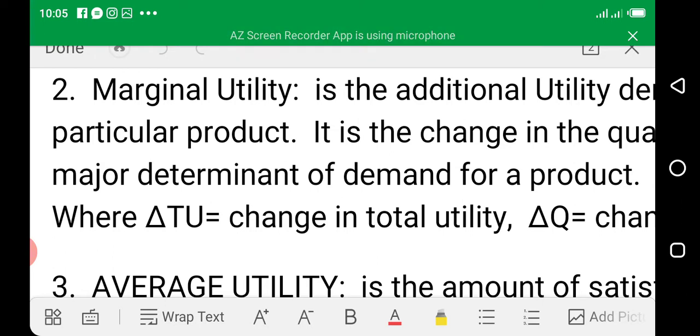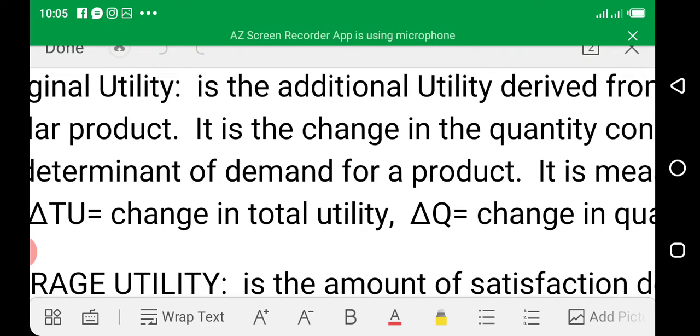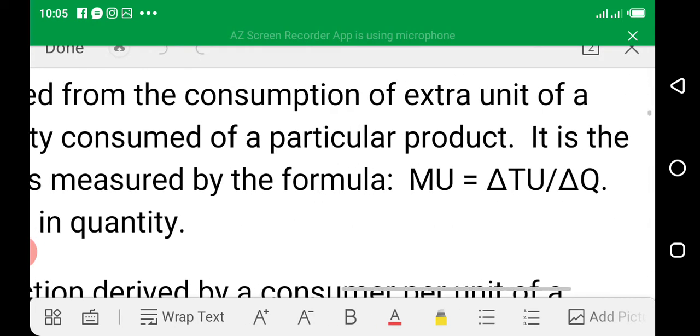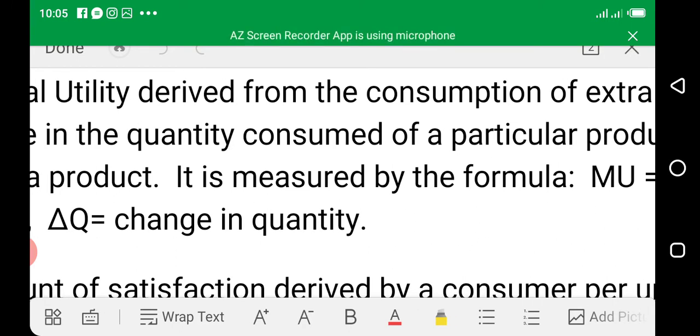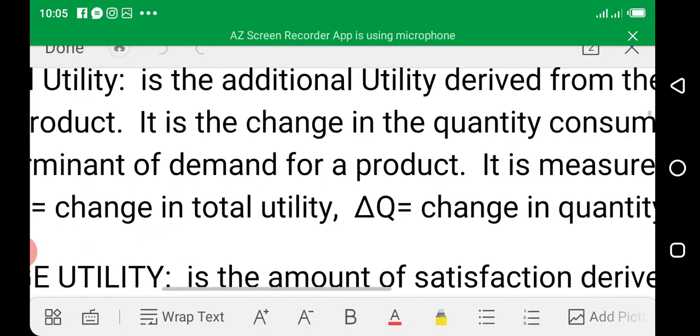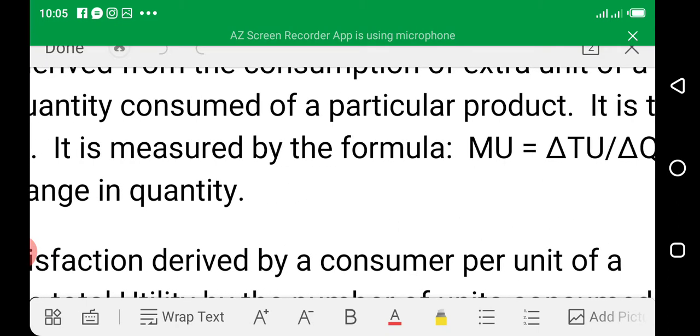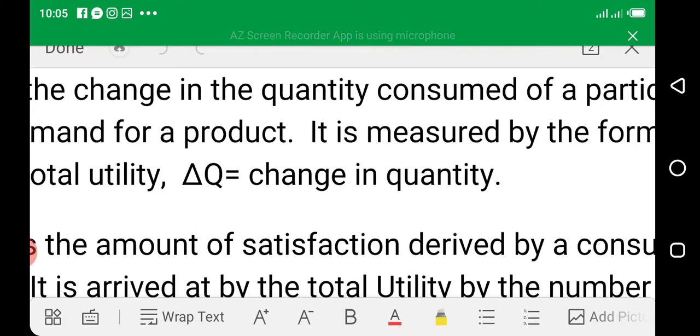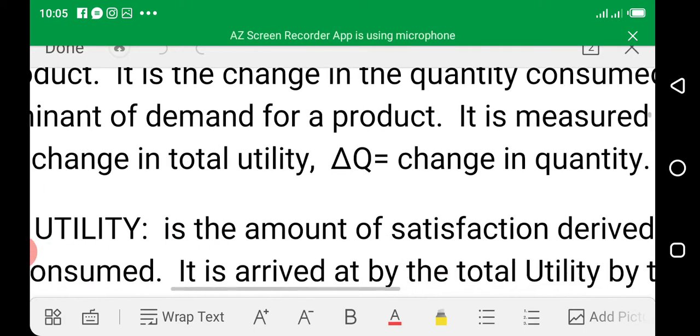Then marginal utility is the additional utility. The word marginal has to do with extra or additional. So it is the additional utility derived from the consumption of extra units of a product. It is the change in the quantity consumed of a particular product. It is the major determinant of demand for a product, as I've said earlier, which is going to be explained later.